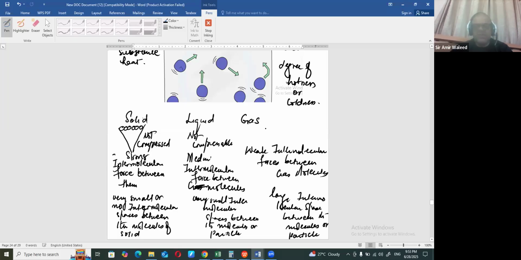Gases can take any shape and do not have a fixed volume. Solids have a fixed volume, liquids have a fixed volume, and they are not easily compressible either. So these are the points which I had to give you here.